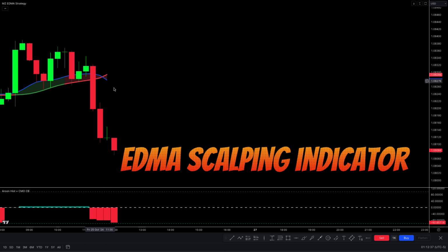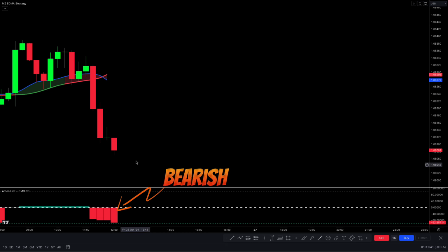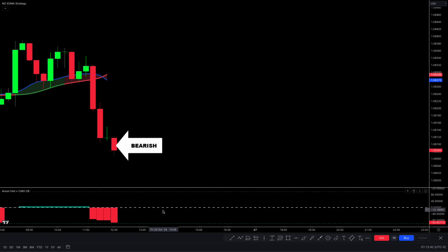First look at the two EDMA scalping indicator lines crossing each other, and the color of the EDMA line turns red. Now if we look at the second indicator, the MACD plot bearish column is below the zero level. And now for the final confirmation, there should be a bearish candle. If this condition is fulfilled, then we will place a sell order.